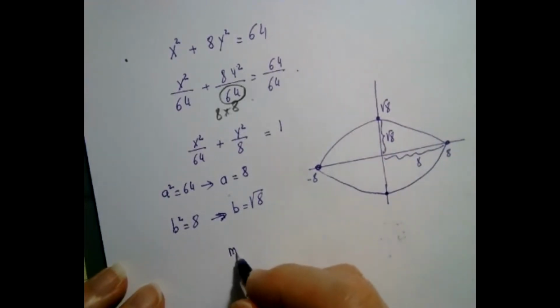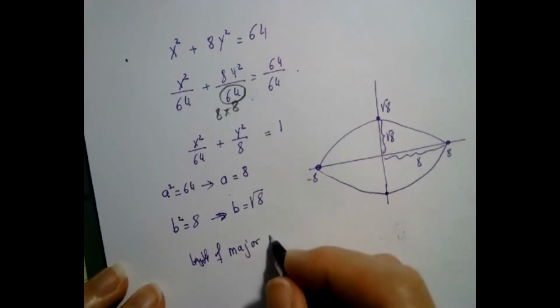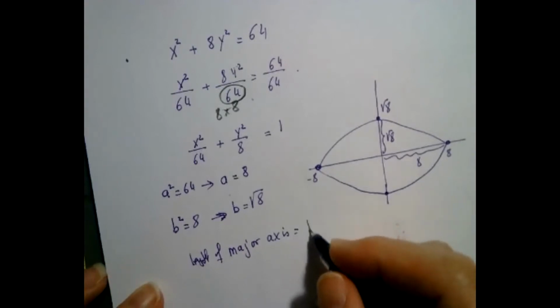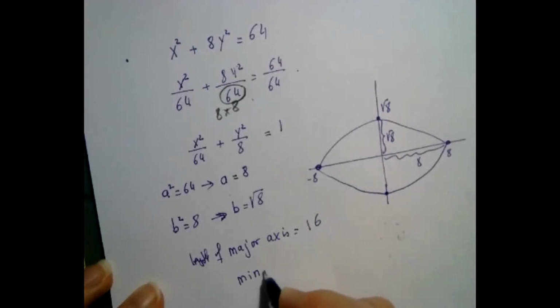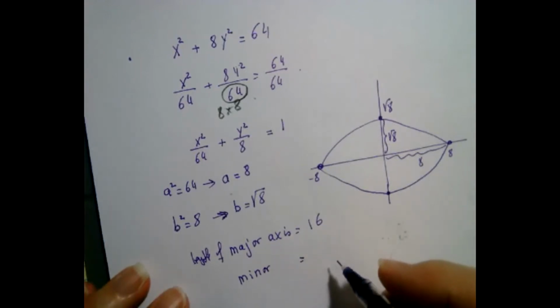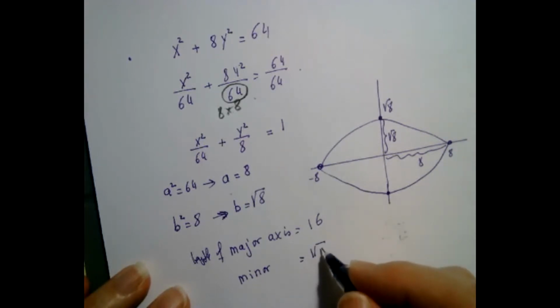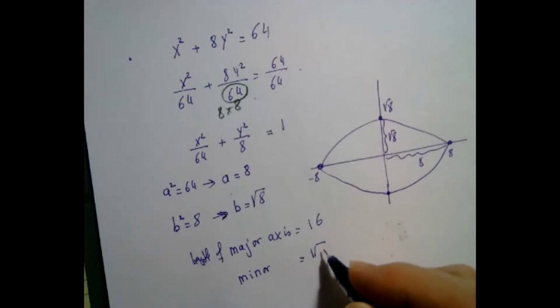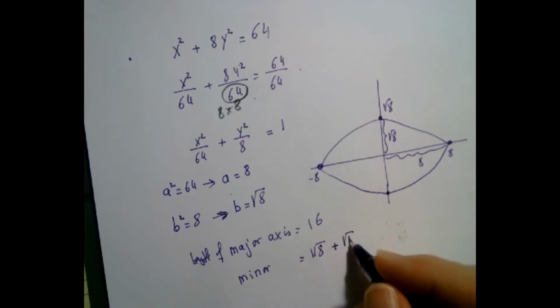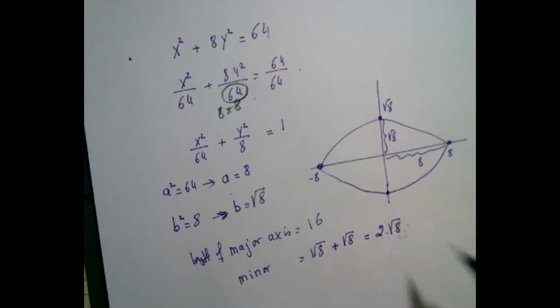So now, the length of the major axis would be 16. Right, and the minor? Don't be afraid. Would it be 8 squared plus 8 squared? No. Would it be the square root of 8 plus the square root of 8? Would it be like the square root of 16? No, it's two of them. Oh, sorry. It's two of them.